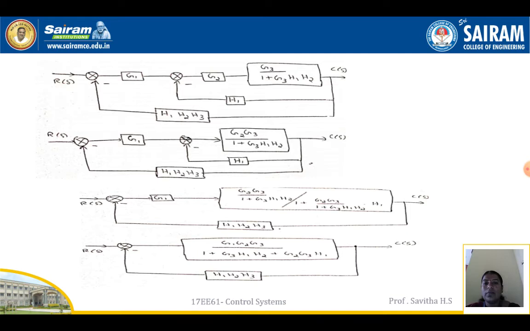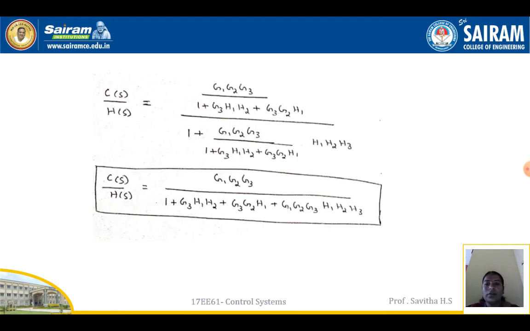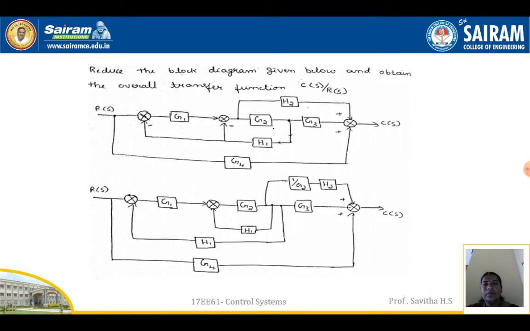G2 G3 divided by 1 plus G3 H1 H2, divided by 1 plus G2 G3 by 1 plus G3 H1 H2 into H1. Now both G1 and this block are in series, therefore G1 G2 G3 divided by 1 plus G3 H1 H2 plus G2 G3 H1, with the feedback H1 H2 H3. Therefore, by simplifying the blocks, we get C(s) by R(s) is equal to G1 G2 G3 divided by 1 plus G3 H1 H2 plus G3 G2 H1 plus G1 G2 G3 H1 H2 H3.